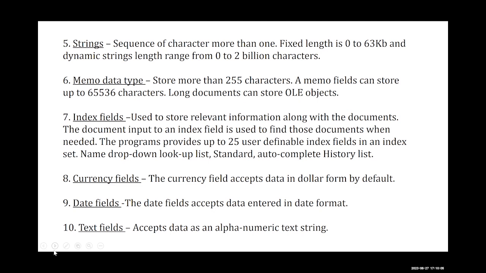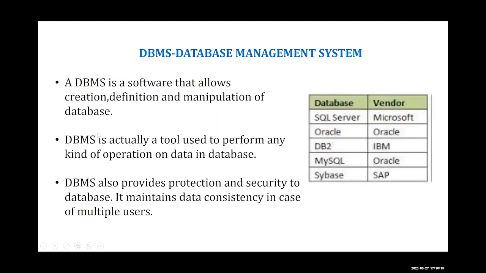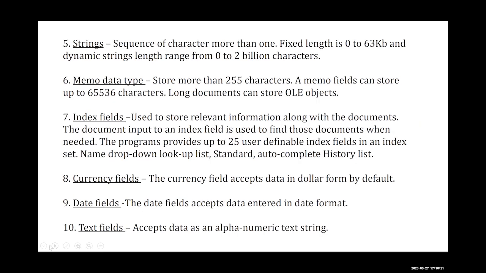So it will have a text field. So we have seen a total of 10 data types here: integer, single and double precision, logical data types, characters, strings, memo data type, index fields, currency fields, data fields, and text fields. Okay, so this is just a quick introduction to the different data types in the DBMS.